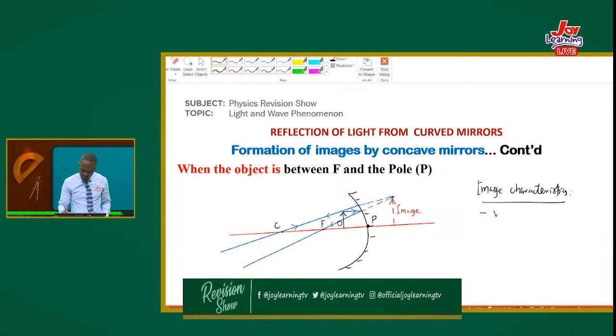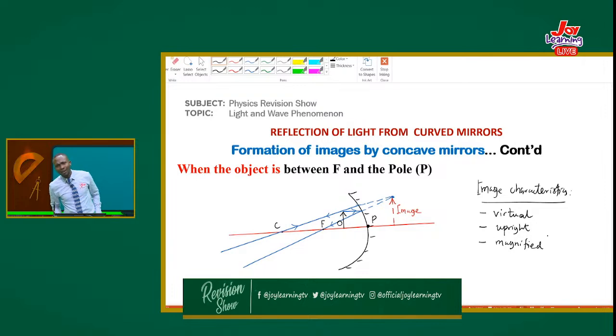The image formed is virtual. A virtual image is formed behind the mirror. But it is upright. It's erect. This virtual image in this case, see, it is bigger than the object. So it is magnified or enlarged. So these are the images that are formed by a concave mirror. And you should have these diagrams in mind.